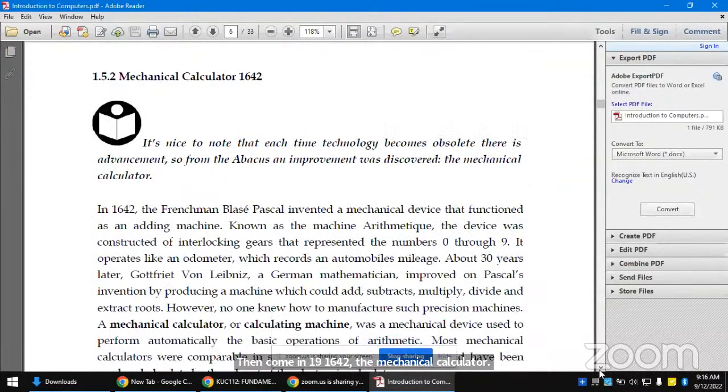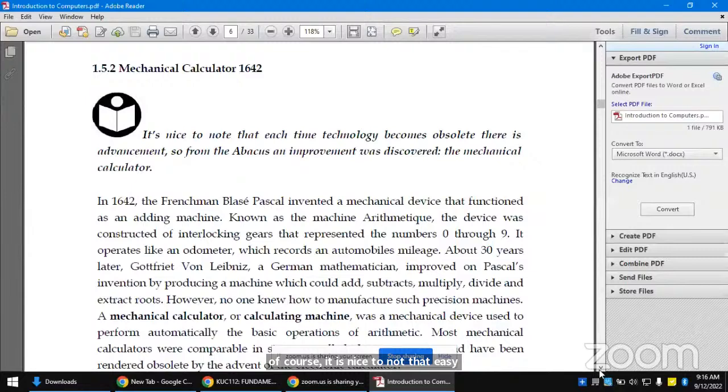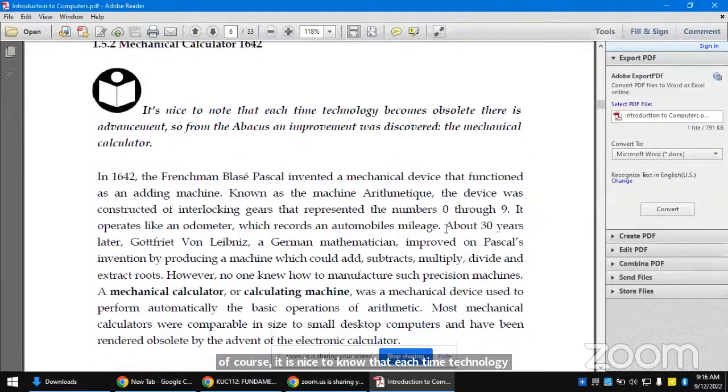Of course, it is nice to note that each time technology becomes obsolete, there is advancement. So from the Abacus, an improvement was discovered. That's the mechanical calculator. In 1642, the Frenchman Blaise Pascal invented a mechanical device that functioned as an adding machine, known as the machine arithmétique. The device was constructed of interlocking gears that represented the numbers 0 through 9. It operates like an odometer, which records an automobile's mileage.